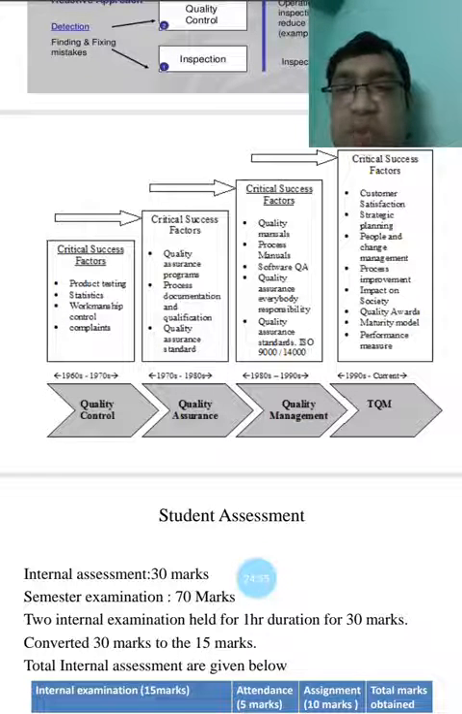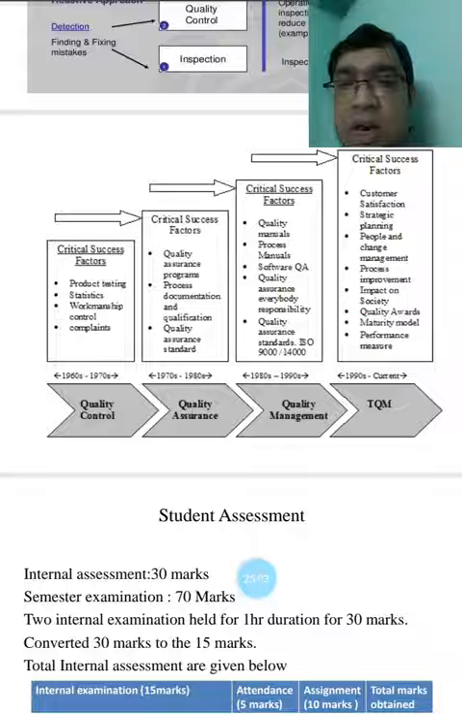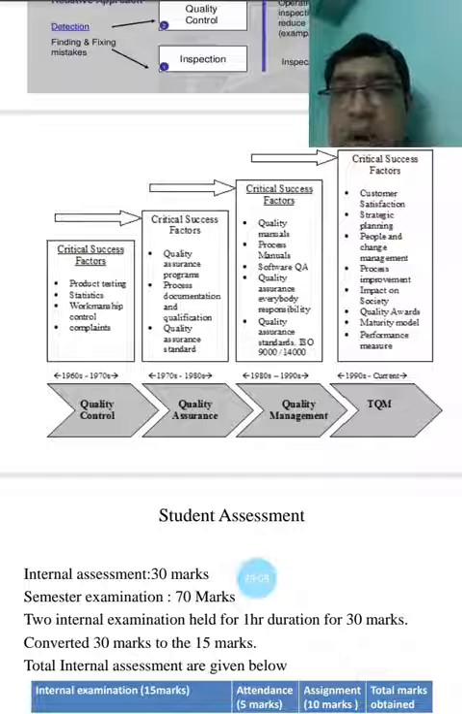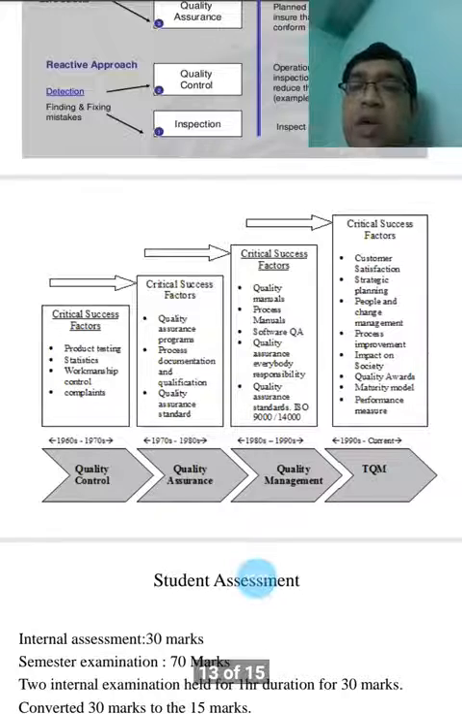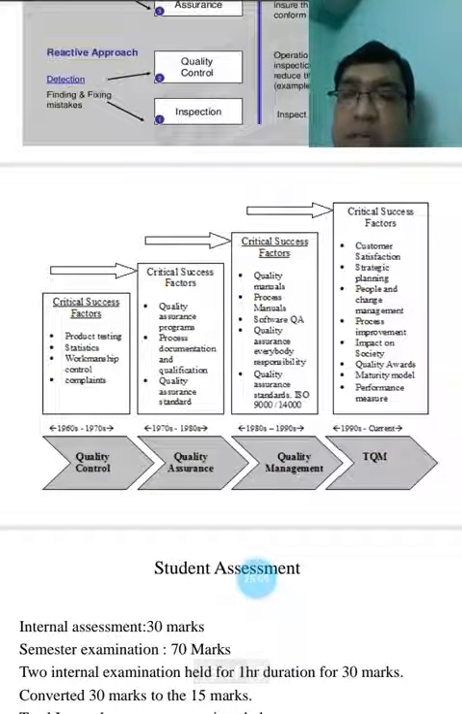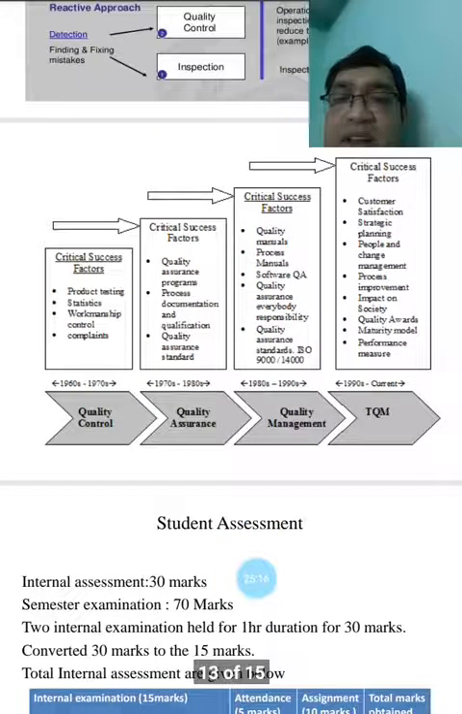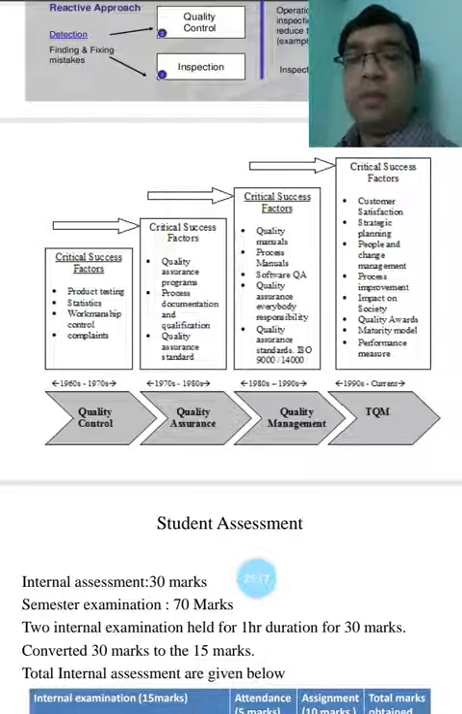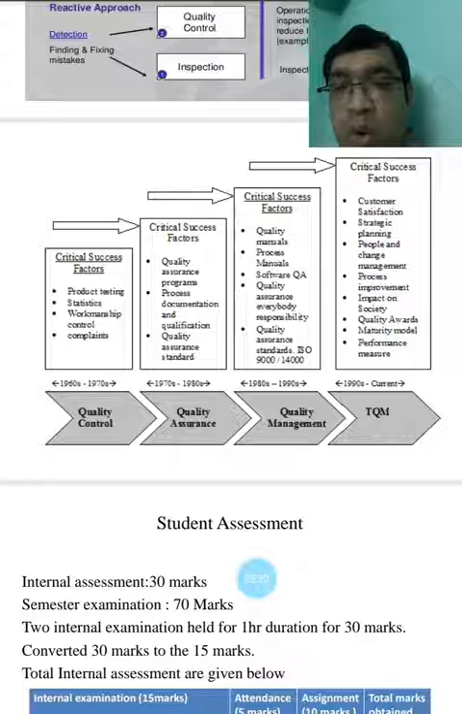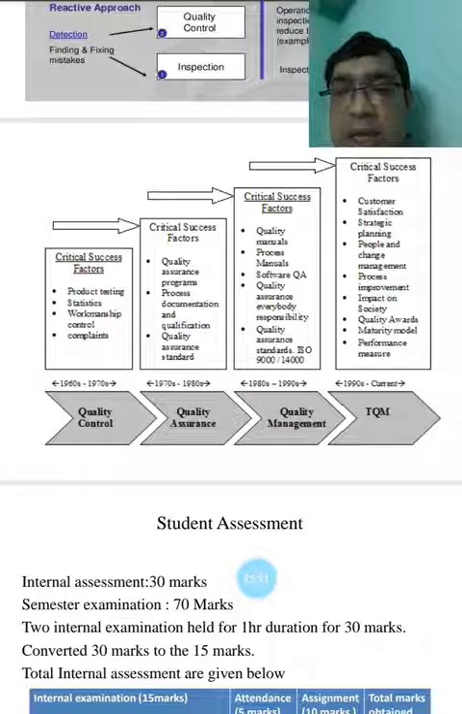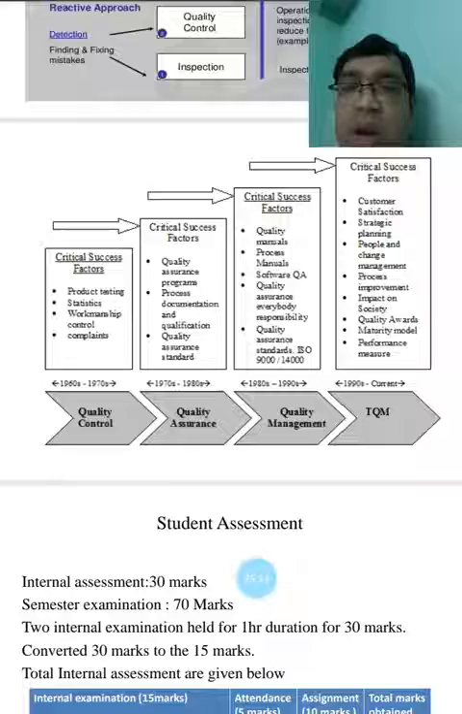The quality assurance program is the first, and after completing the quality assurance program comes process documentation and qualifications. Process documentation will be required, or else the process cannot be run, and also qualifying all these marks, then this will be quality assurance and standard. This is called quality assurance.